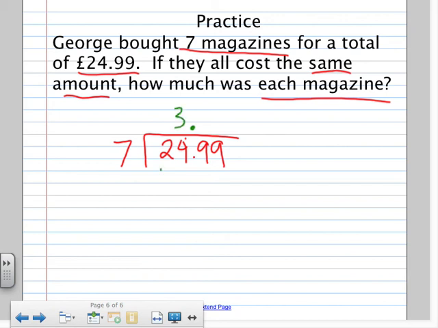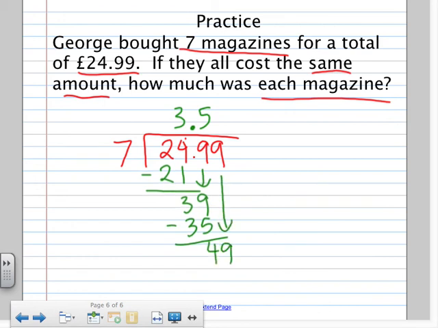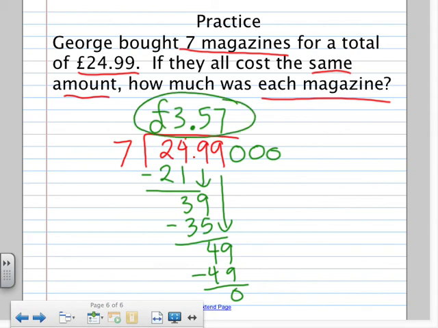Let's see, we got 3 times, it goes into 24. And then 5 times for 39. And then 7 times for 49. That worked out quite nicely. I didn't have to go any further. If you had to, remember you could always add zeros and bring those down. But I didn't have to at this point. I get $3.57 for each magazine, okay? For each magazine. Don't forget your unit, what you're talking about.